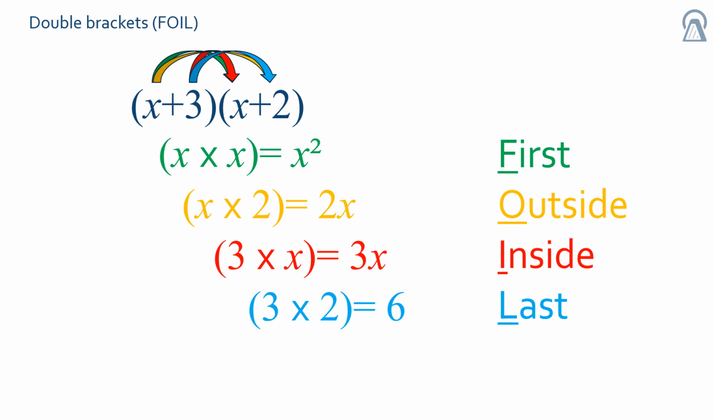Now we need to simplify our expression and combine what we call the like terms. There are two like terms in this expansion. So we've got 2x and also 3x. So we're going to add those together to get a final result of 5x. All in all, the expanded result is x squared plus 5x plus 6.